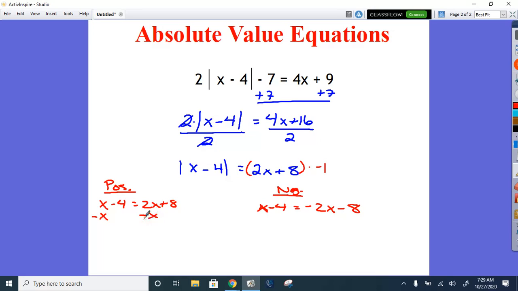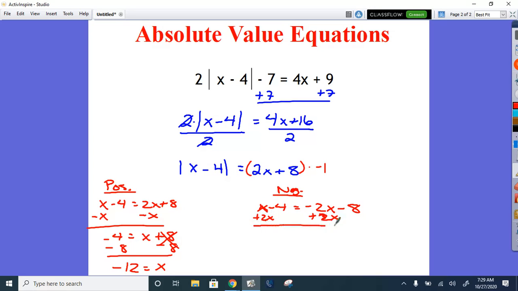Here I'm going to subtract x from both sides. Negative 4 equals x plus 8. Subtract 8 from both sides. So negative 12 is equal to x. That's one value. Over here, I'm going to add 2x to both sides. That's my smaller variable. 3x minus 4 equals negative 8. Add 4 to both sides. 3x equals negative 4. Divide both sides by 3. So x in this case is also negative 4/3.